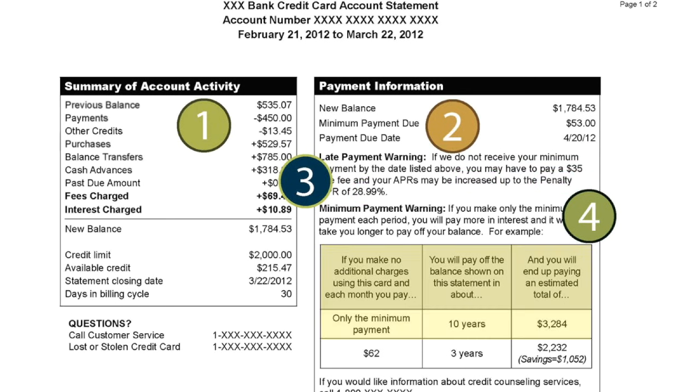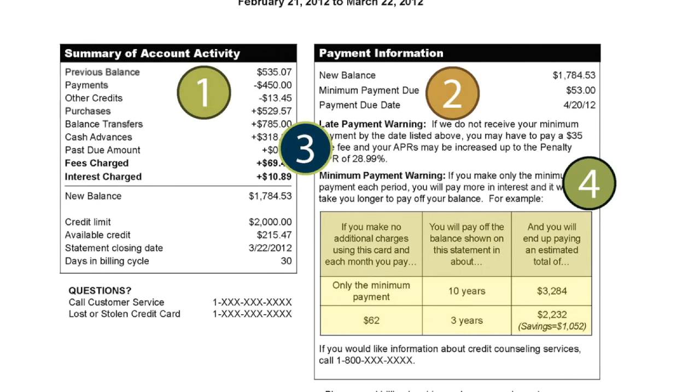The next section shows you what will happen if you just put your card away, don't use it again, and just send the minimum payment every month. Interest is going to continue to get charged, so it's going to take you 10 years to pay off your balance. And in the end, you'll end up paying $3,284 just for spending $1,784. So that's ridiculous.